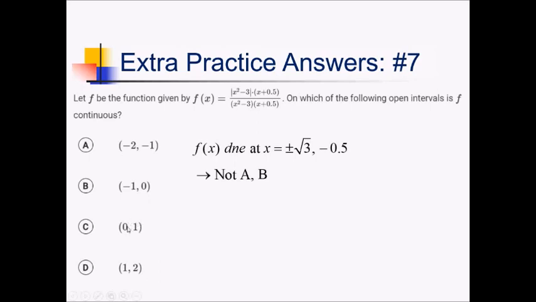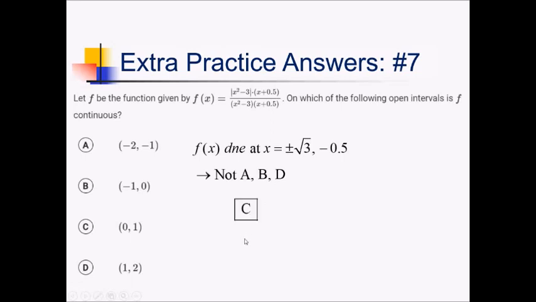Choice C, 0 to 1, does not seem to contain any of these, so C is still looking pretty good. D, 1 to 2, contains positive radical 3, so D is out. So by process of elimination, choice C is the only one not containing a discontinuity, so it's the only continuous interval.